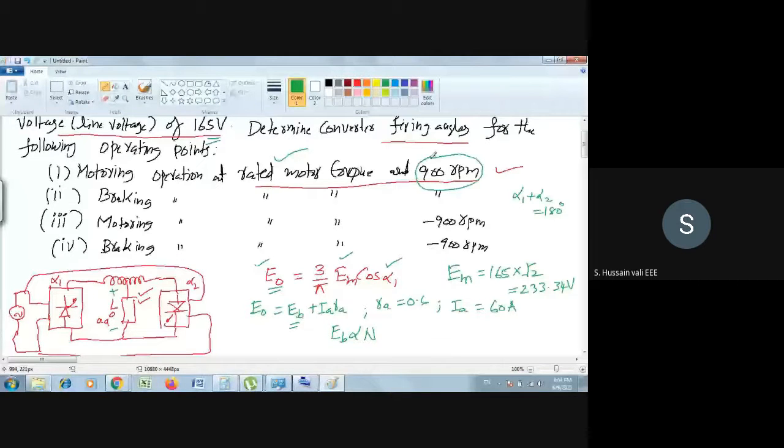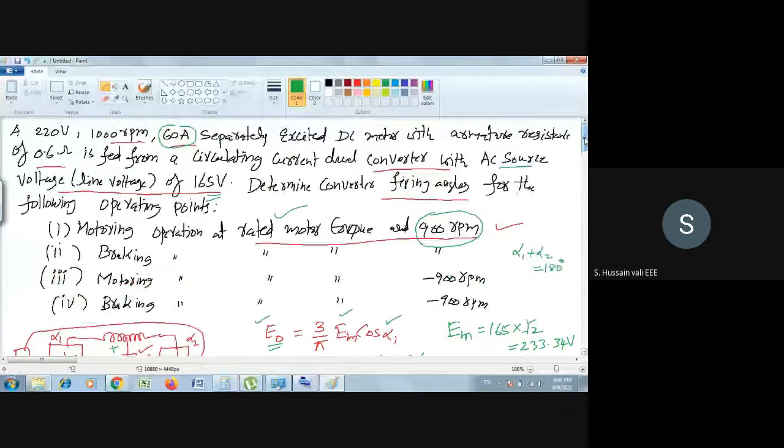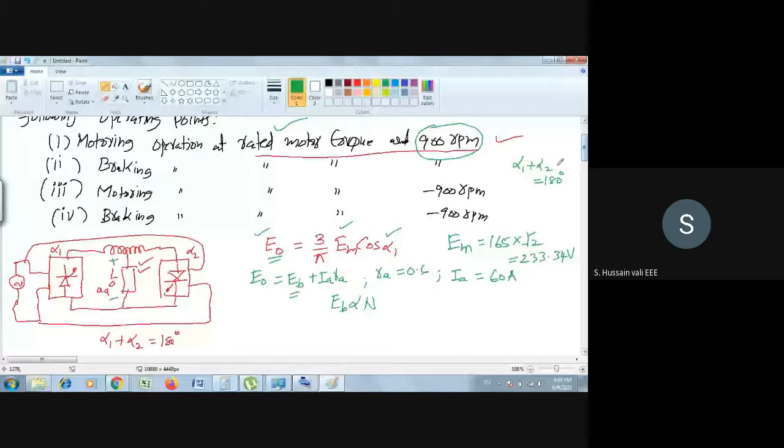Then we go to the data sheet of your motor. Motor rated speed, how much is it? Motor rated speed is 1000 RPM. Motor rated voltage is 220. Motor rated current is 60 ampere. So first we will find the rated back EMF, that is, the back EMF for 1000 RPM. So EB at 1000 RPM.